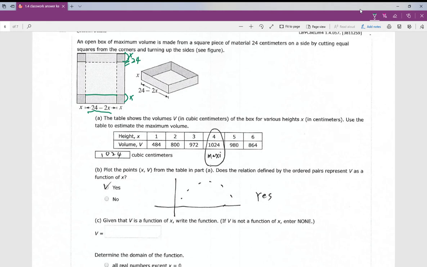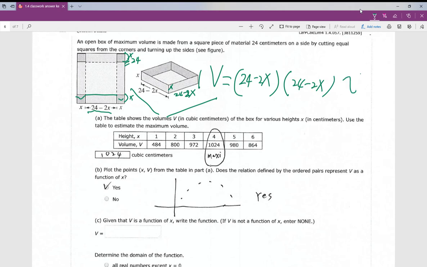And if you make a box, so this is x, and this is also 24 minus 2x, because you have 2x here. So the volume is supposed to be 24 minus 2x, length times width, and times height. But you don't need to do that. This question is not that hard. You don't need to really find the function of the volume. They just give you some examples.